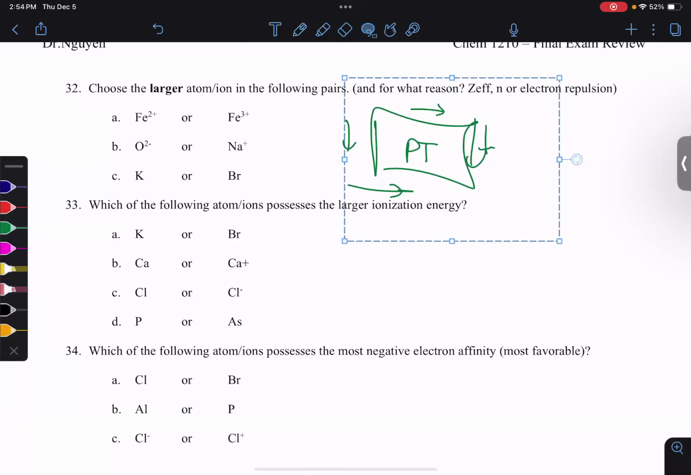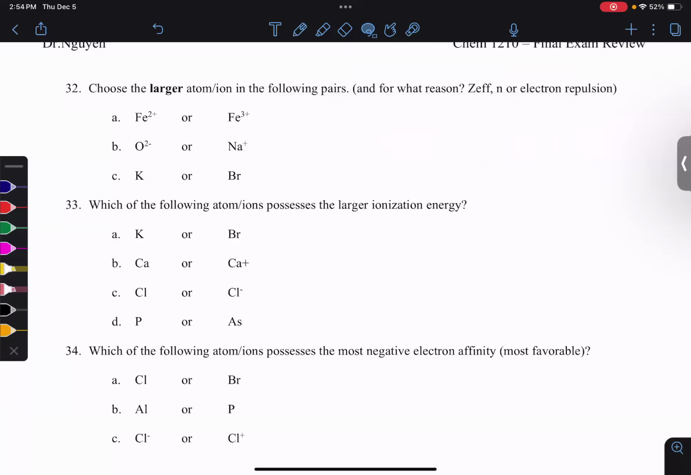So here, all right, choose the larger atom for the following. You're gonna look at the n value. If the n value is the same, you're going to look at Z effective, all right? Because n value, higher n means more shells, your atom's bigger.